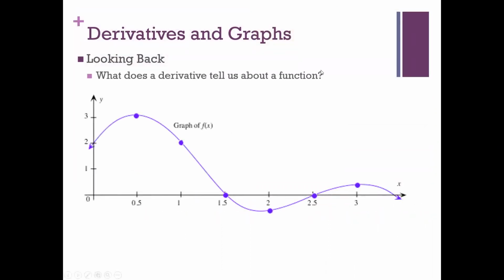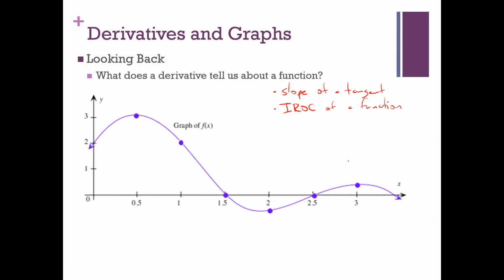So, just looking back, what does the derivative tell us about a function? The slope of a tangent line. Anything else? Okay, so slope of a tangent. Instantaneous rate of change of a function. Anything else we've talked about in relation to derivatives?